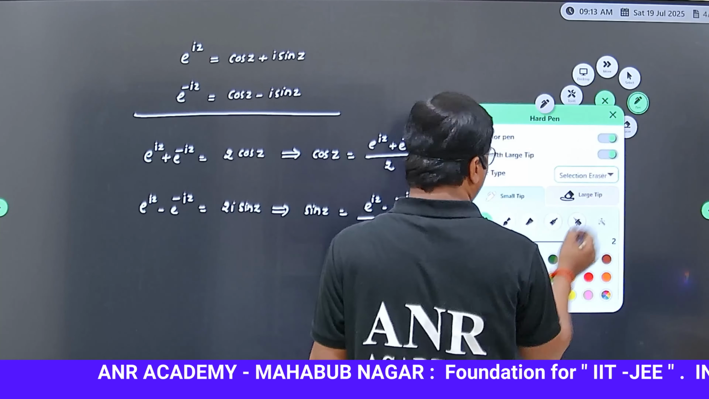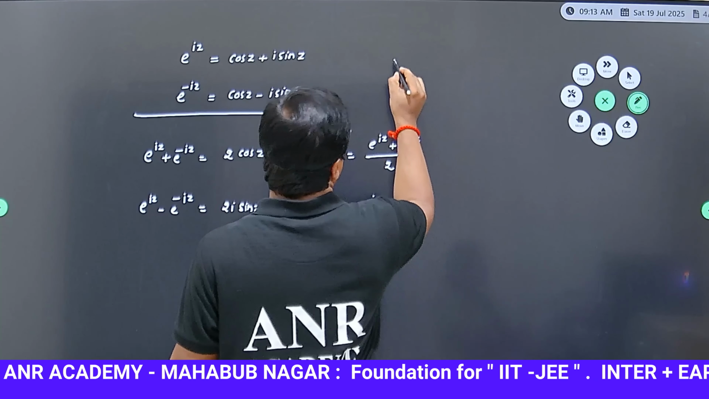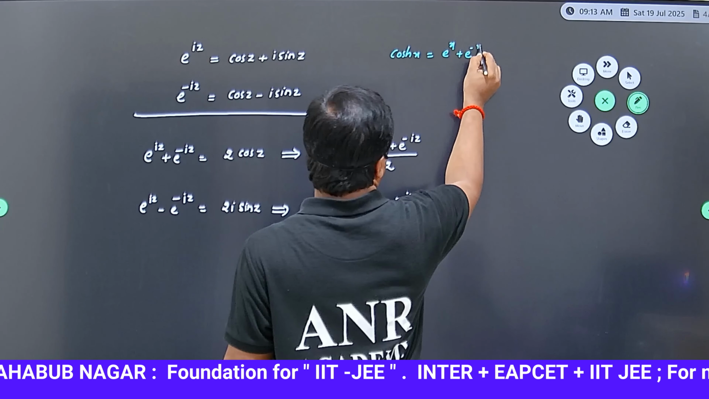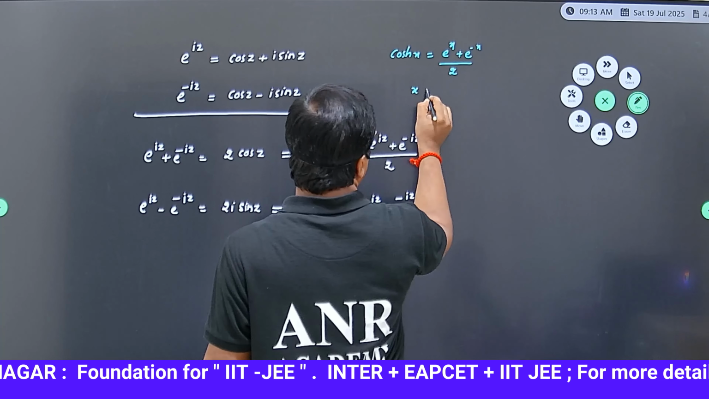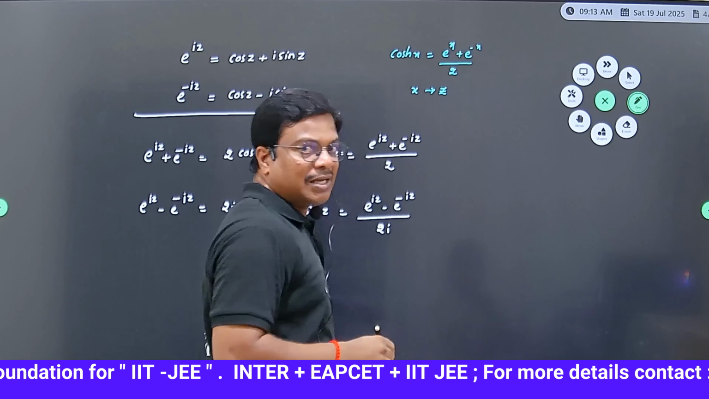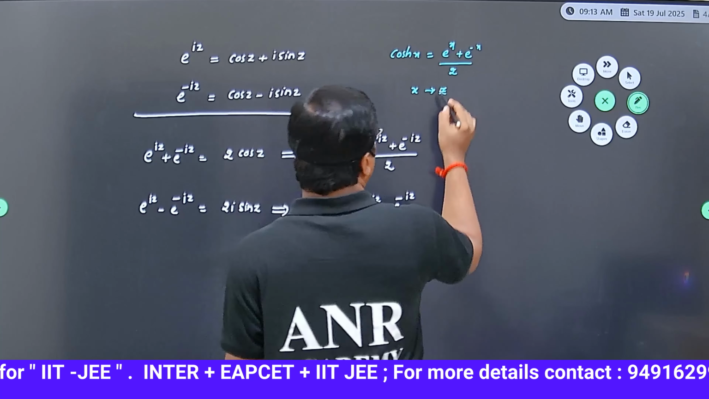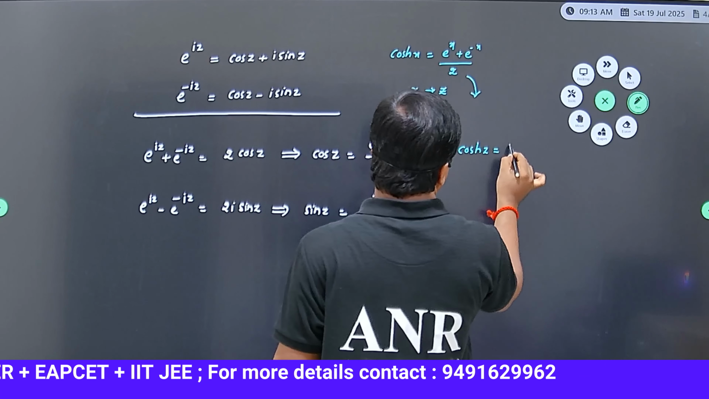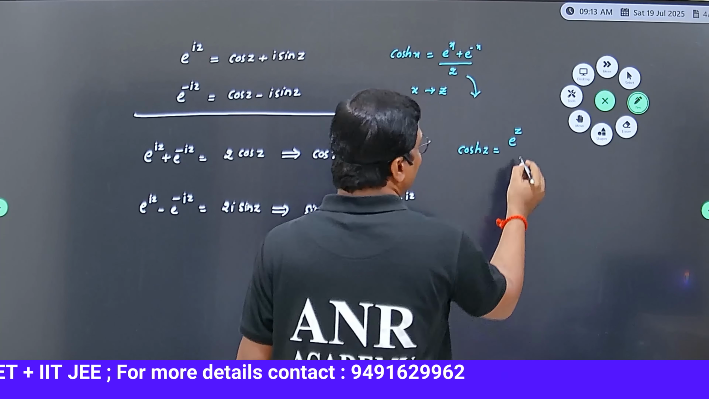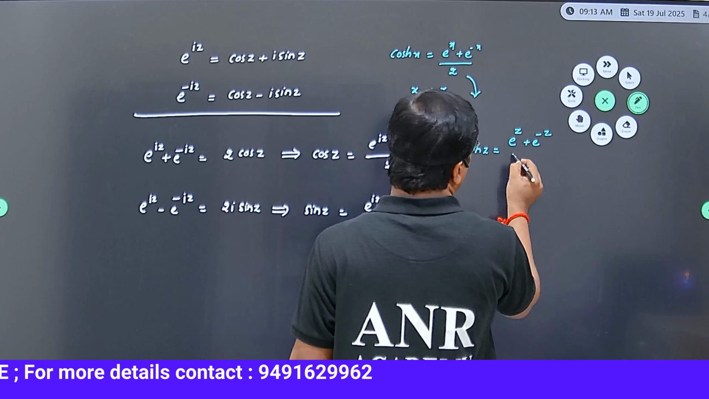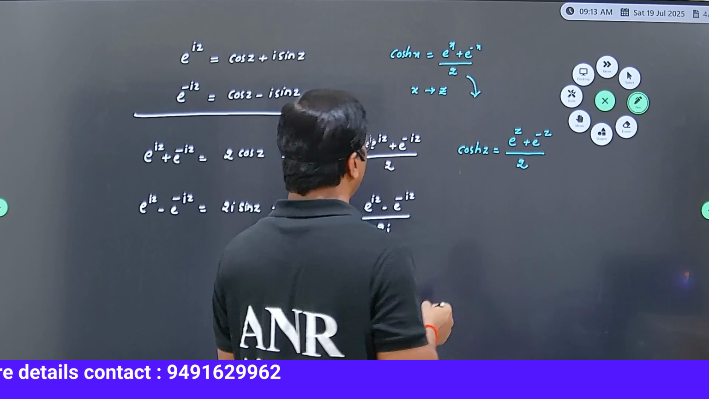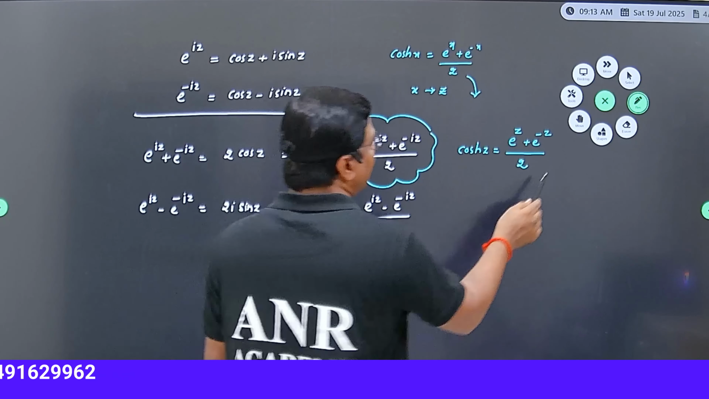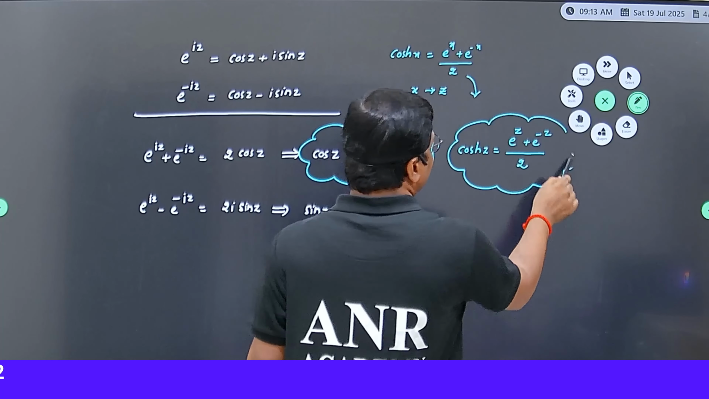We know the definition of cos hx. Cos hx is defined by e power x plus e power minus x divided by 2. Suppose if you give input x as complex number z, then what happens? Cos hz becomes e power z plus e power minus z whole divided by 2. This is cosine z and this is hyperbolic cosine z.